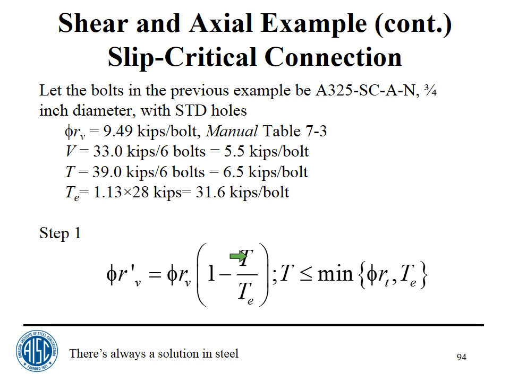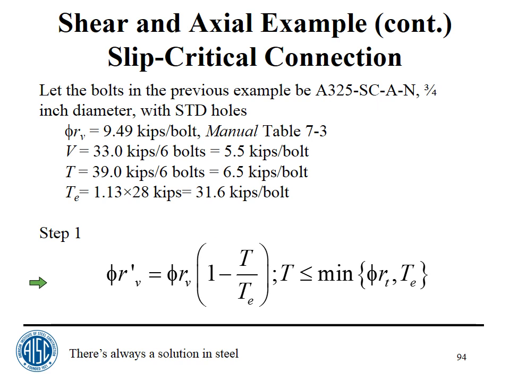We can look up the shear strength of the bolt in table 7.3. It's 9.49 kips per bolt. The required strength per bolt is 5.5. The required tensile demand or strength per bolt is 6.5. T sub E is 1.13 times 28. That's from table J3.1. It's the pretension of the bolt, 31.6.